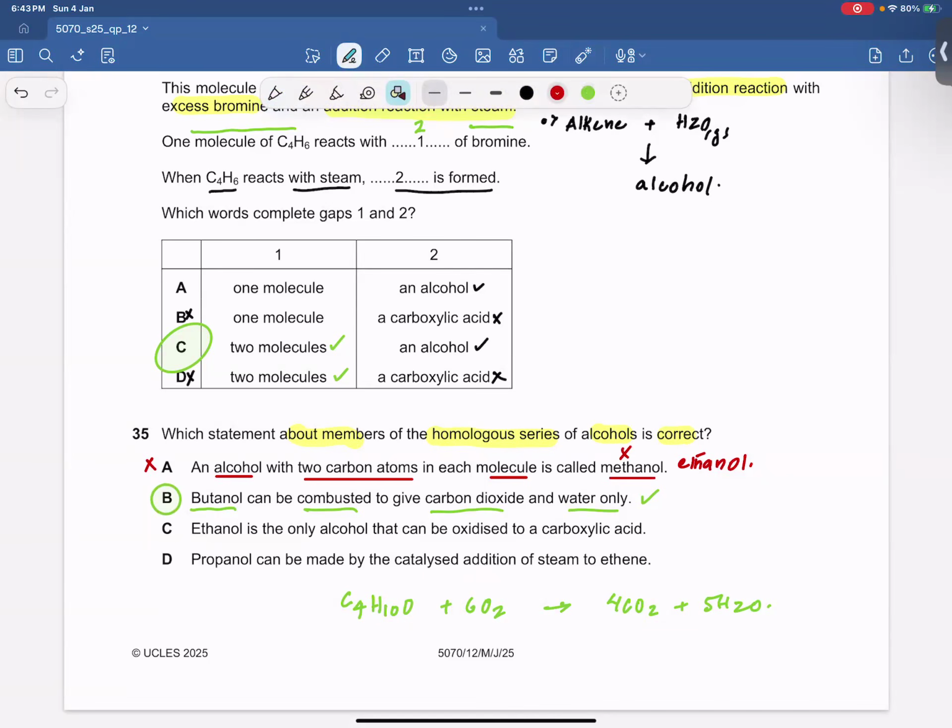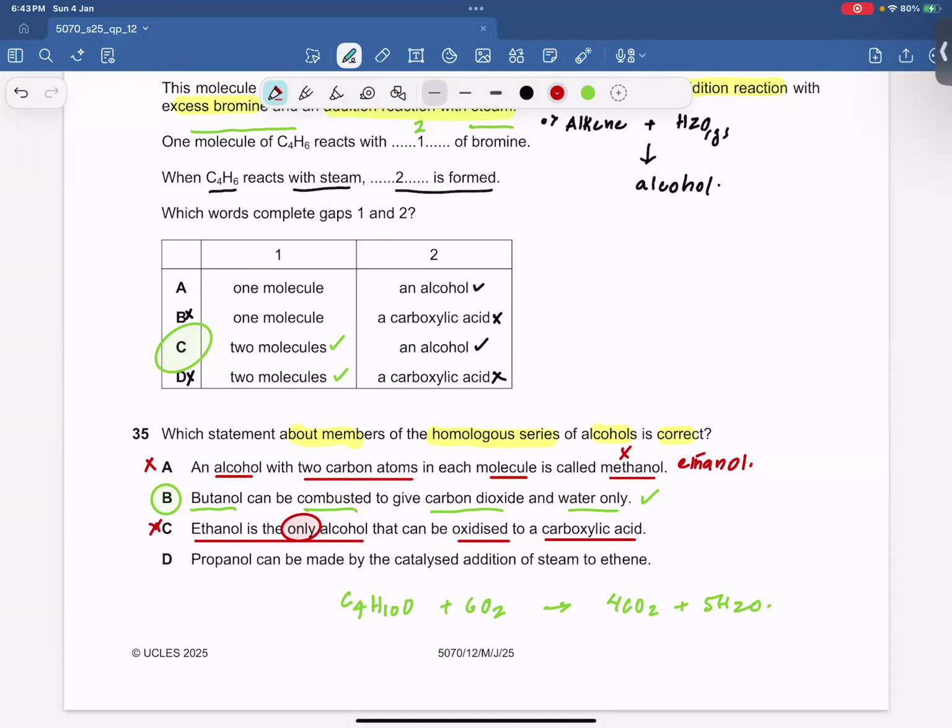Let's talk about option C: Ethanol is the only alcohol that can oxidize to carboxylic acid. No, not the only alcohol. Propanol can oxidize into carboxylic acid. Butanol can oxidize into carboxylic acid. So that's not the only alcohol. Other alcohols can also oxidize into carboxylic acids.